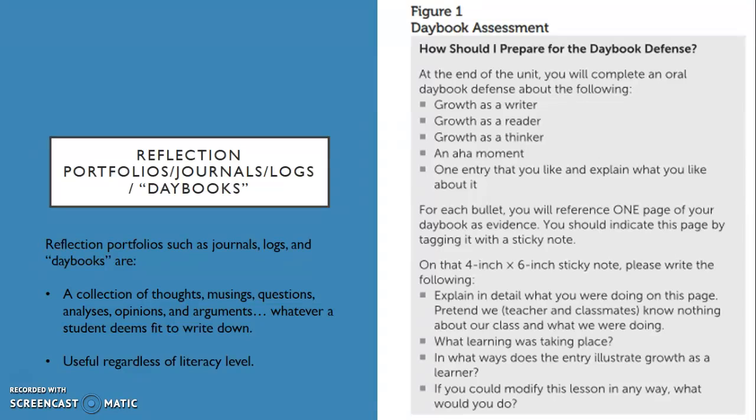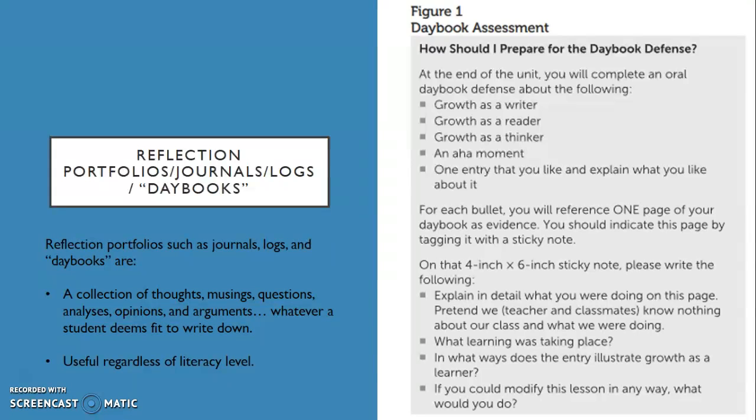So using reflections in a portfolio or a journal or a log, or as it was in the scholarly article that I referenced in this, a daybook. A daybook or a journal could be used to record student reflections using guided questions if you'd like, or simply just asking students to collect their thoughts, musings, questions, analyses, opinions, and arguments, whatever they decide is important enough to write down. They're also useful because they show growth, just as any portfolio would, and they could also be useful regardless of literacy level.